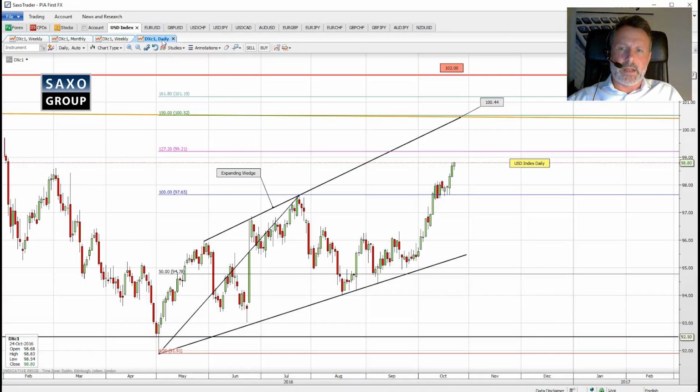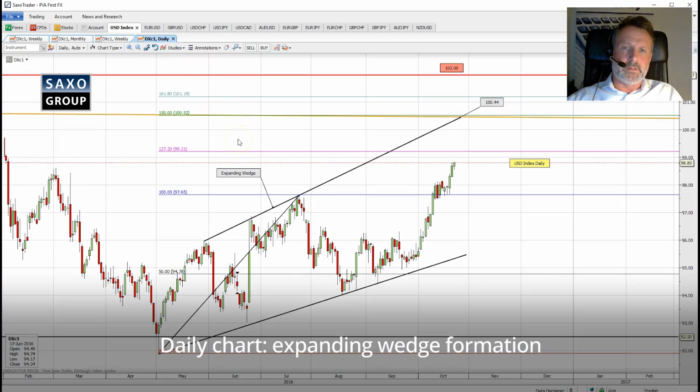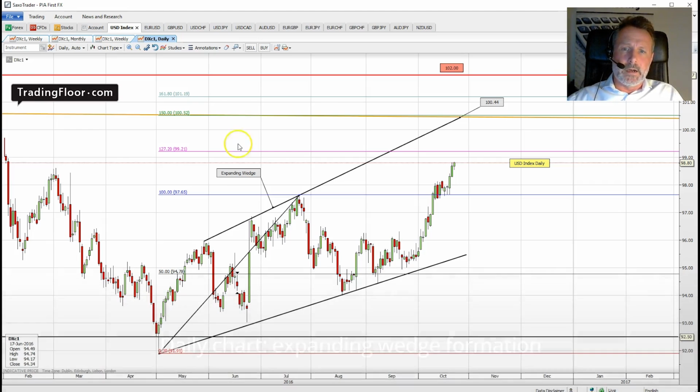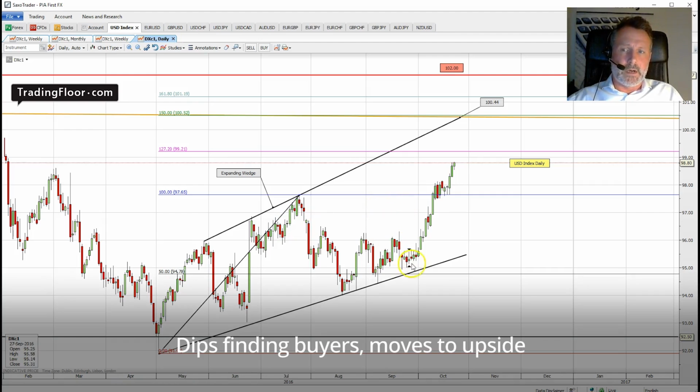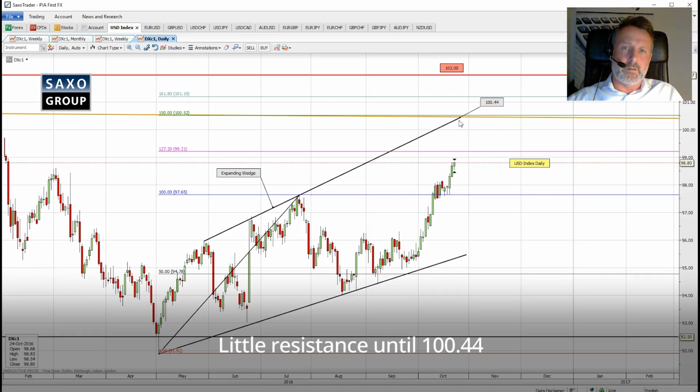Now, breaking down to the daily chart, here we can see the index in an expanding wedge formation, quite a hard formation normally to trade, but dips continue to find buyers. We're moving to the upside. We haven't really got anything in the way of resistance until 100.44, which is the trend of higher highs.